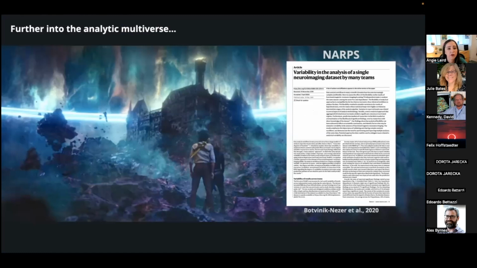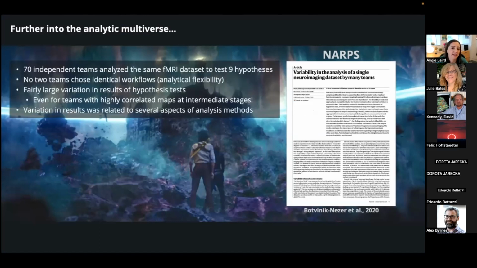NARPS stands for Neuroimaging Analysis, Replication, and Prediction Study. And in this study, 70 independent teams analyzed the same fMRI data set to test the same 9 hypotheses. Notably, no 2 teams chose identical workflows. So out of 70 groups, everybody had different ways of doing things, demonstrating that researchers have many degrees of analytic freedom. And this flexibility resulted in sizable variation in the results of the hypothesis tests.